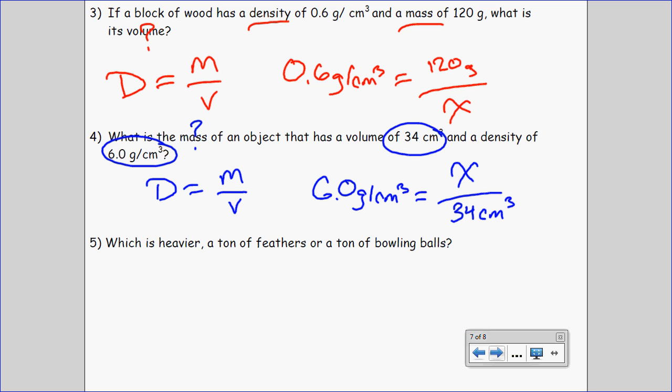Question number 5 is an awesome question. What's heavier, a ton of feathers or a ton of bowling balls?